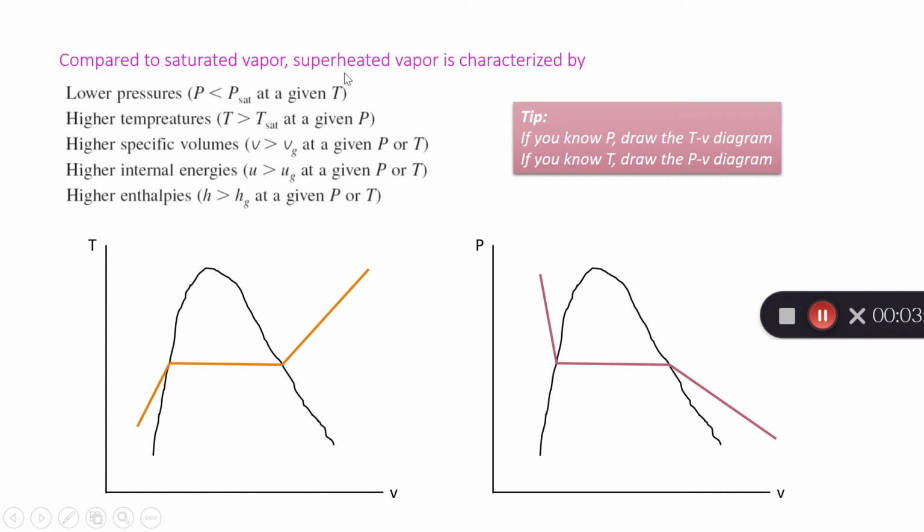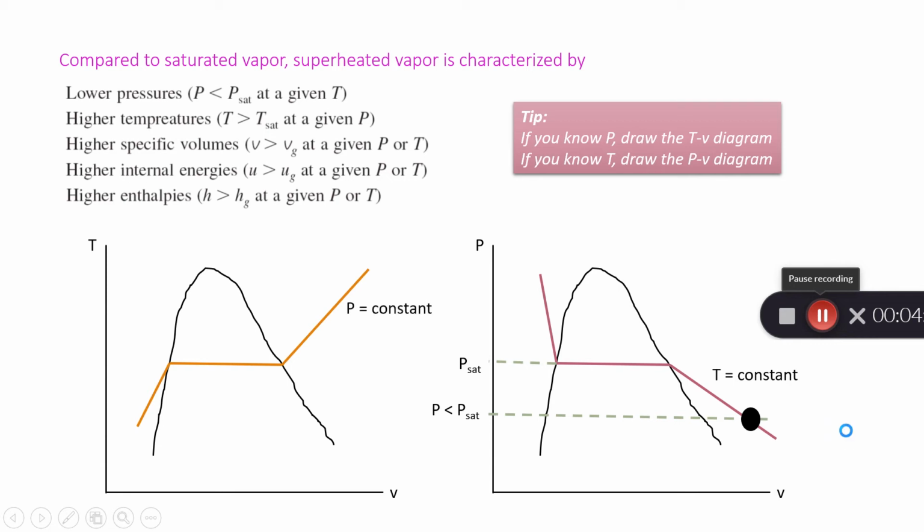Let's look at this one by one. Superheated vapor generally has lower pressure than saturated vapor. So P will be lower than P sat when you have a certain temperature. We have temperature, so we go to the PV diagram. This is the temperature and this is P sat, the boiling pressure at this temperature. For superheated vapor, the P will be lower than P sat. Anything lower will be superheated vapor. If you want to check, you can create a line and you'll see that it crosses in this region, which is of course the superheated vapor region.